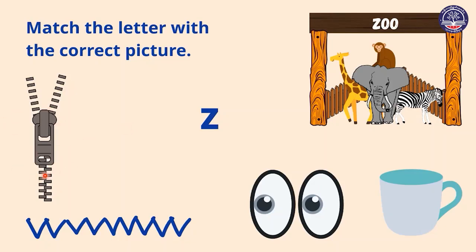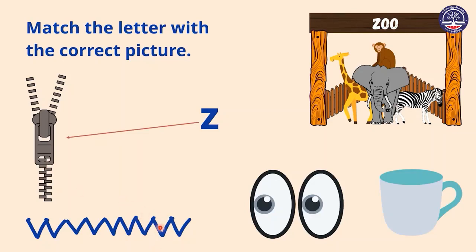Now let's begin. Let's look at the first picture. What is this? You can see it on your clothes. This is a zipper. Z, z, zipper. Let's say it again. Z, z, zipper. Does zipper start with letter Z? Yes, correct. Z, z, zipper starts with letter Z. So we will have to match it with the letter Z. Good job.